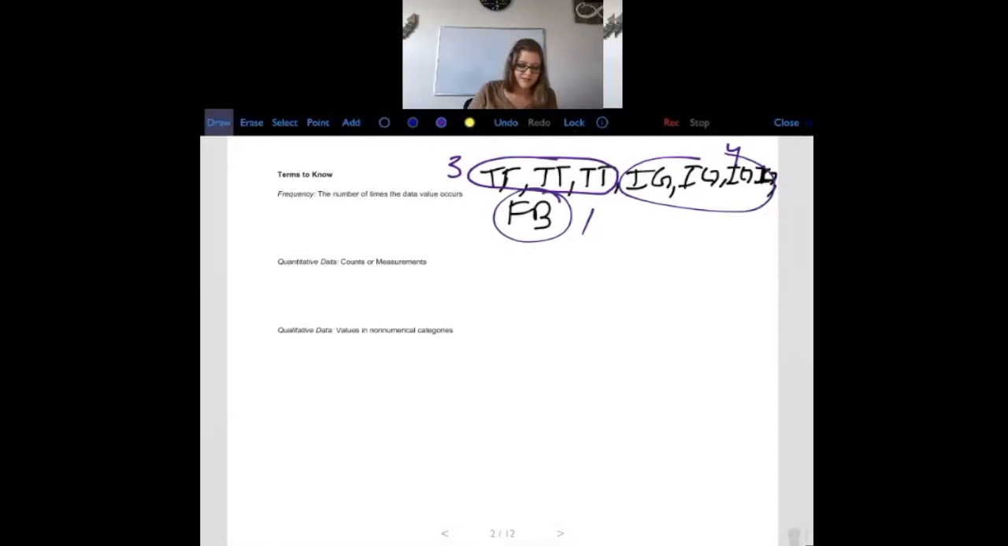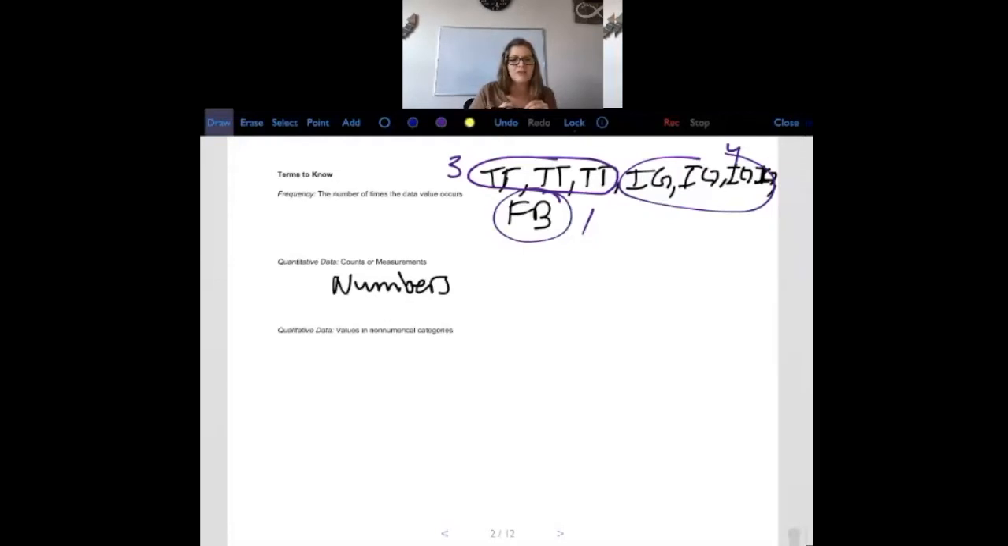Quantitative data refers to counts or measures. So here we're talking about numbers. It could be like temperature, like 98 degrees or 100 degrees. It could also be percentages in terms of grades, like a 73% or an 83%, and so on. So quantitative has to do with counts or measures.